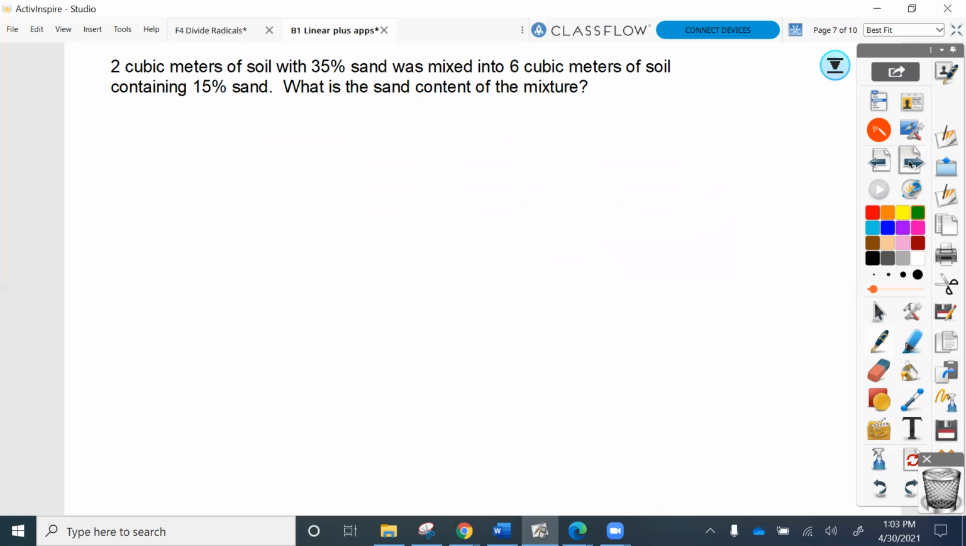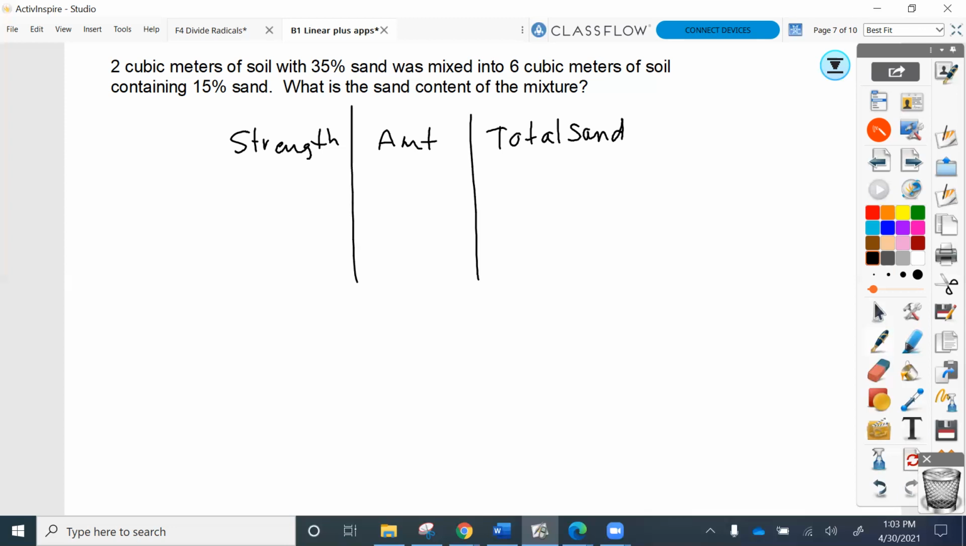Okay, so this one I'm not giving you a table, so we're going to fill it out ourselves. So we know this is going to be strength. This is going to be the amount, and this will be the total. We're talking about sand here. So we're going to start with something, we're going to add something, and we're going to have a result.